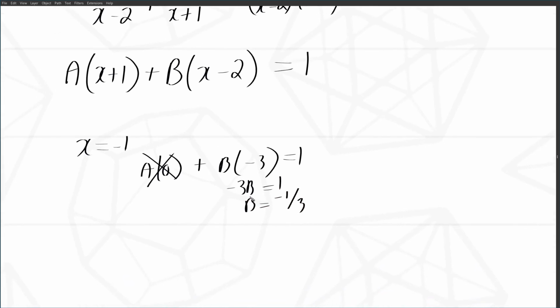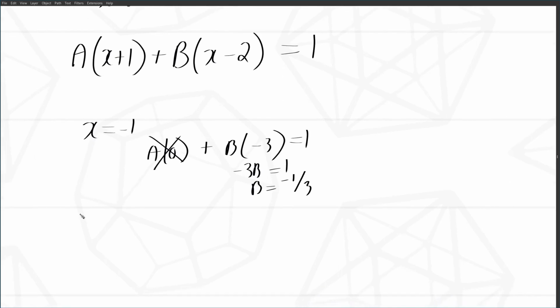Okay, so now we know the value of b, and if we plug in the other x value here, that would make it 0, we can find the a value. So if x is equal to 2, we're going to have, okay, plug in 2 here, that's going to be 3a plus 0 is equal to 1. So a is equal to 1/3.